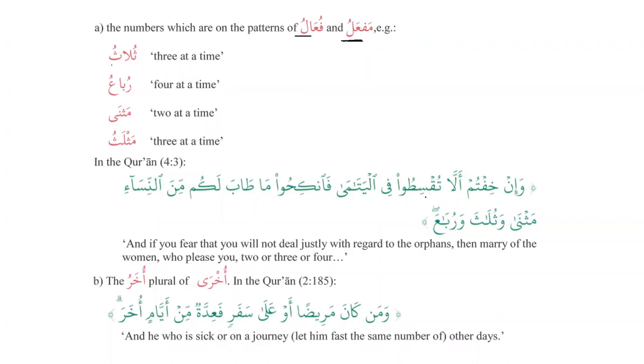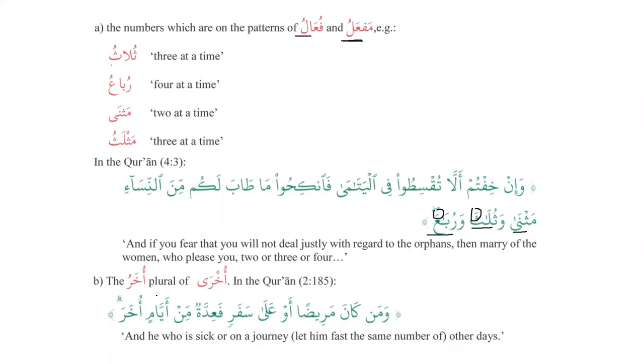وَإِنْ خِفْتُمْ أَلَّا تُقْسِطُوا فِي الْيَتَامَى فَانْكِحُوا مَا طَابَ لَكُم مِّنَ النِّسَاءِ مَثْنَى وَثُلَاثَ وَرُبَاعَ. So now we can see here that mathna wa thulatha wa ruba', they do not accept tanween. Here they have only fatha over here.